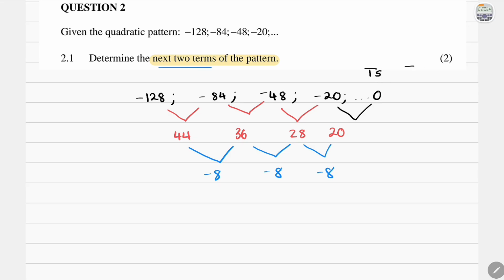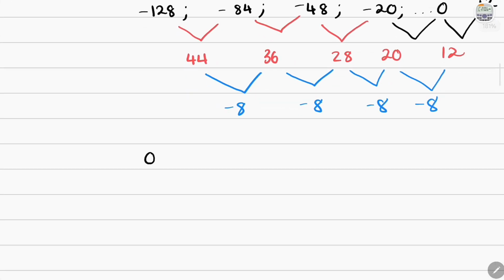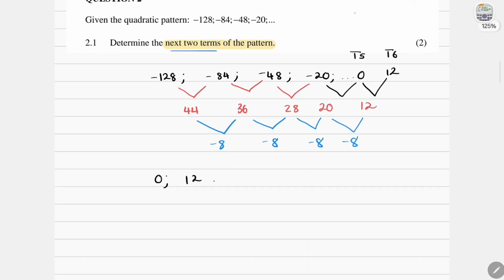So the next term is 0, and then term 6, let's find that. Okay, again, constant difference is constant. It stays negative 8. 20 minus 8 is 12, and so we have here 12, and then 0 plus 12, because this is just positive, so you're just adding. So this is positive 12. And so the next 2 terms are 0 and 12, and those are our answers. Moving on to the next question.